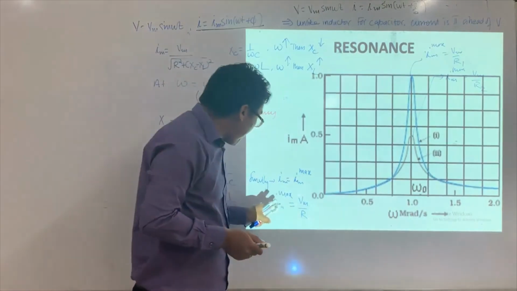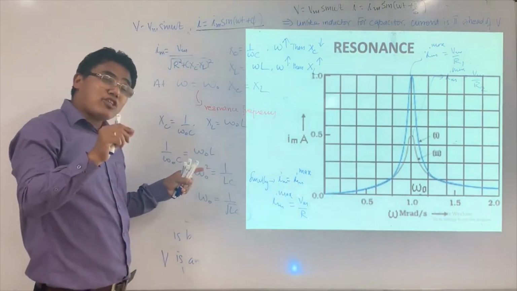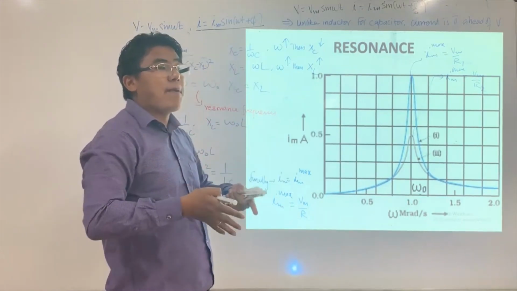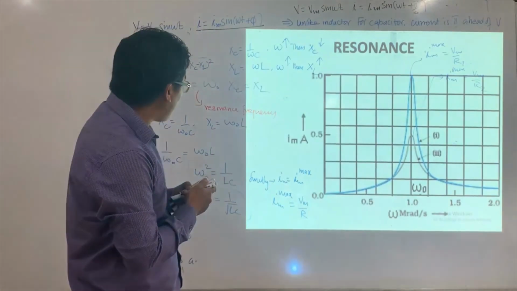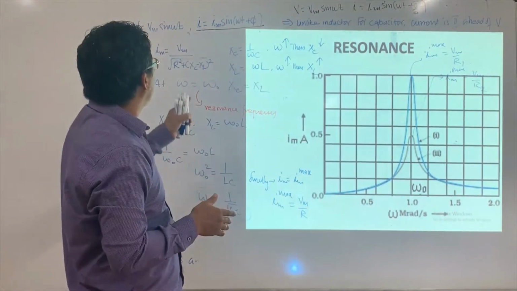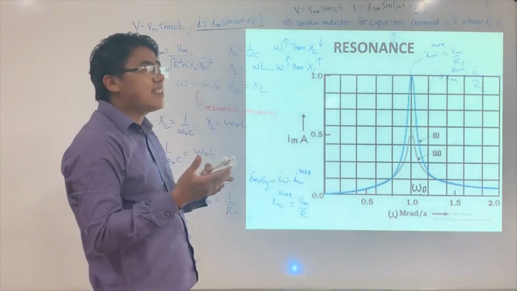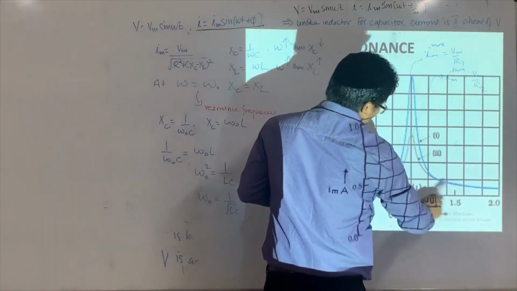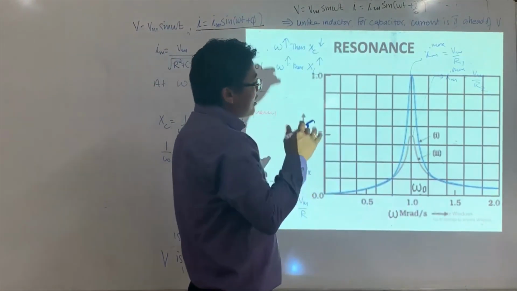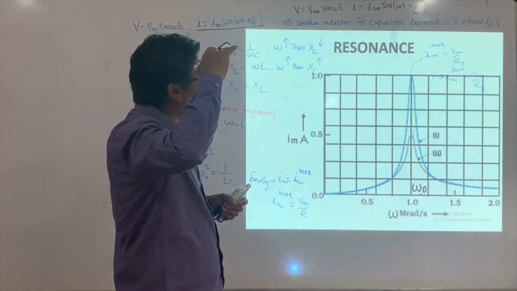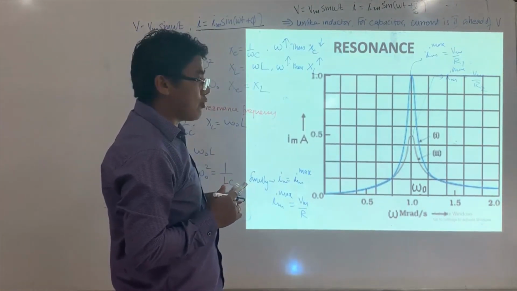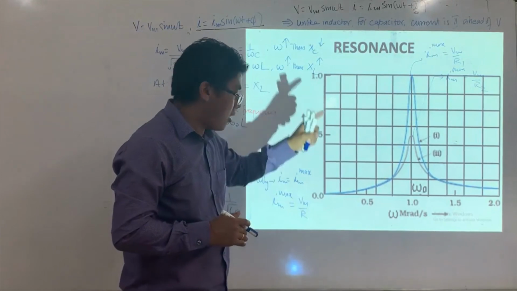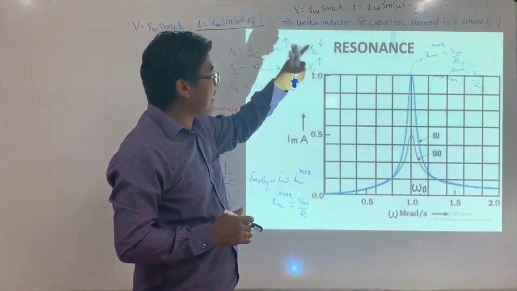At this particular frequency, omega naught, the resonant frequency, current in an LCR circuit would be maximum, so you would get a maximum signal. This is what we call resonance: minimum impedance and maximum current. So this is the peak, and the height of the peak of the LCR circuit is determined by resistance. If resistance is high, the peak is low. If resistance is low, the peak is very high.